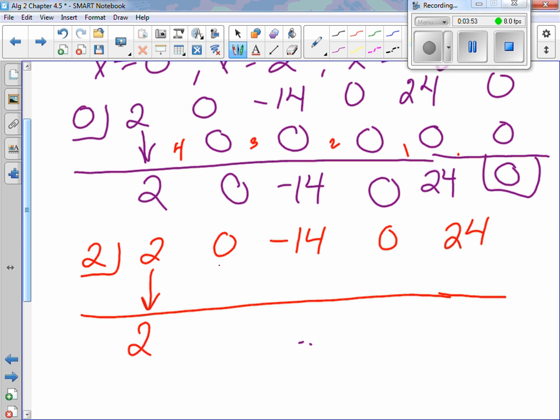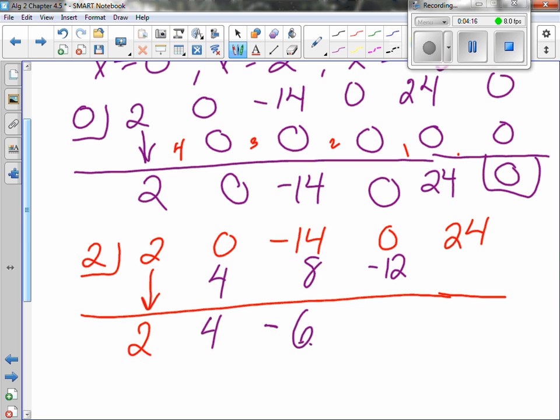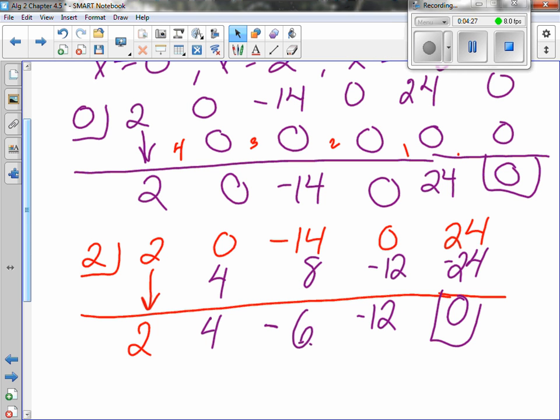Well, 2 times 2 is 4. I hope it's okay that I'm not writing out the multiplication on the side. Yes? Well, 4 plus 0 is 4. 2 times 4 is 8, -14 plus 8 is -6. 2 times -6 is -12, 0 plus -12 is -12, and 2 times -12 is -24, which would give us 0. So again, it's saying that's a factor, yes? Well, we already knew that, correct? Okay.